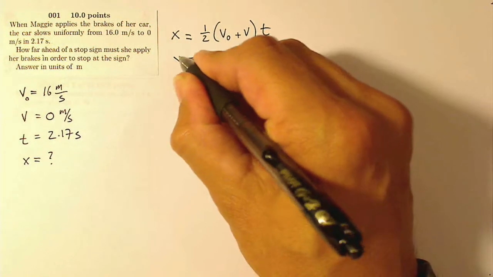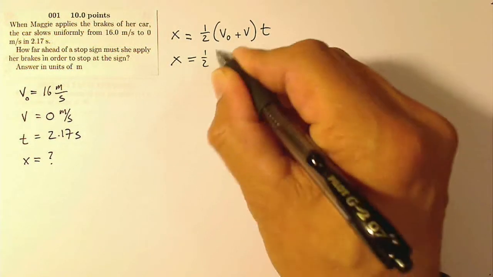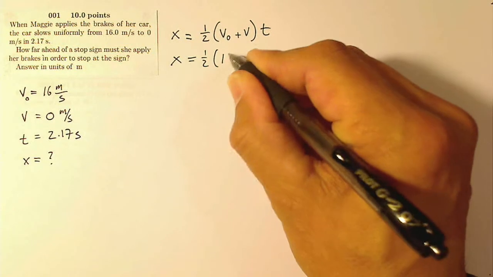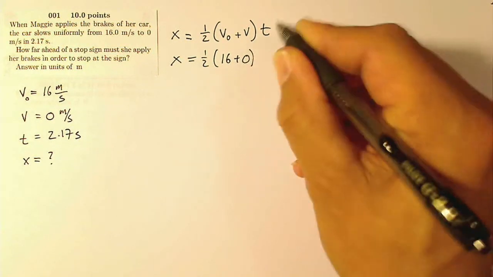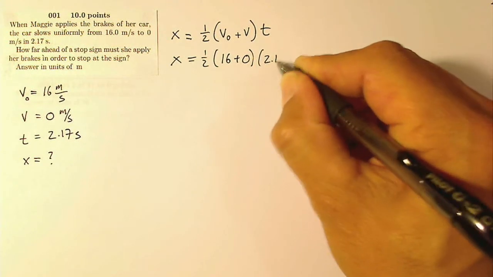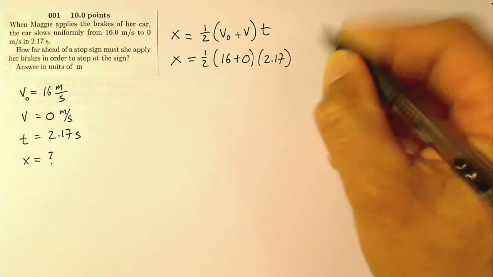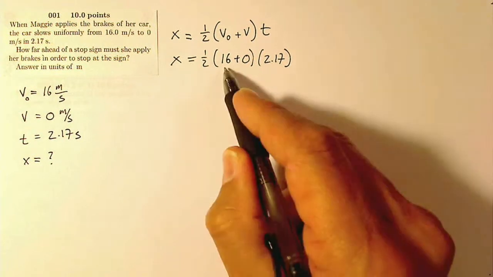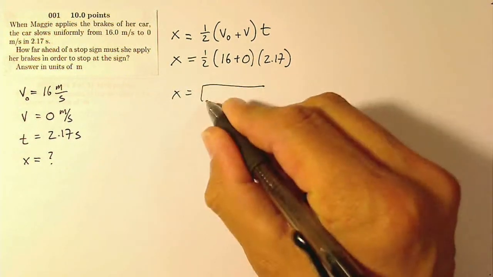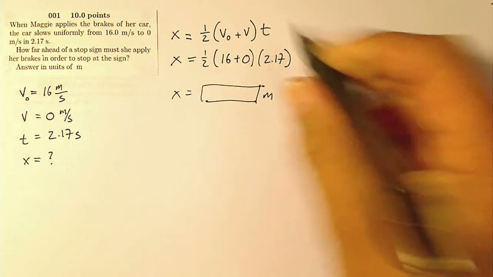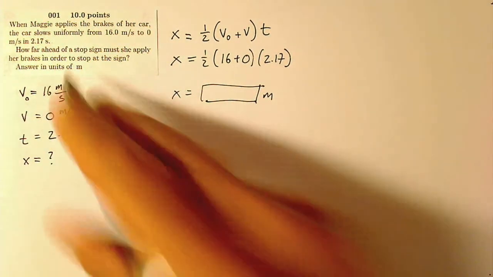So I'm going to plug in my numbers. That's going to be 1/2 of my initial velocity of 16 plus my final velocity of 0, times my time of 2.17 seconds. So when I do 1/2 of 16, or 8, times 2.17, I will get a displacement, and that displacement will be in meters because these are all standard units. And that is the answer to question number 1.